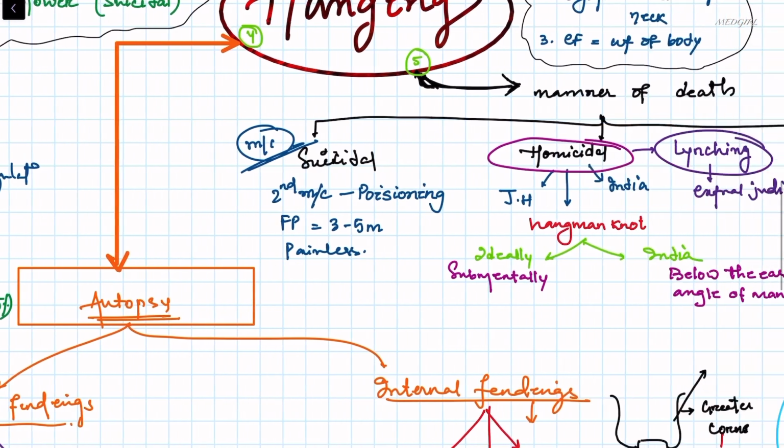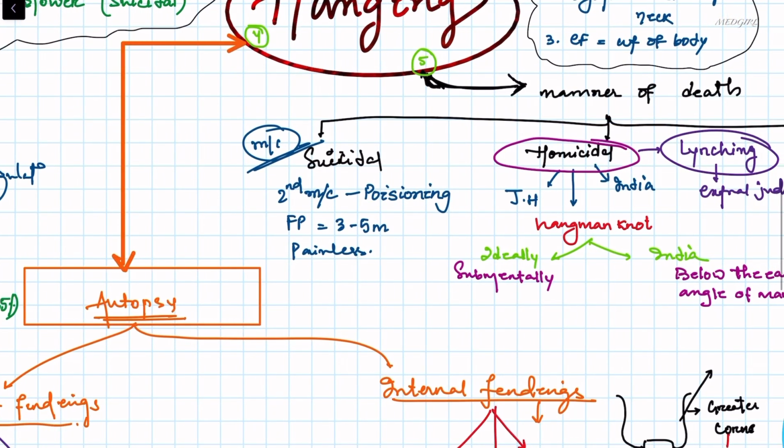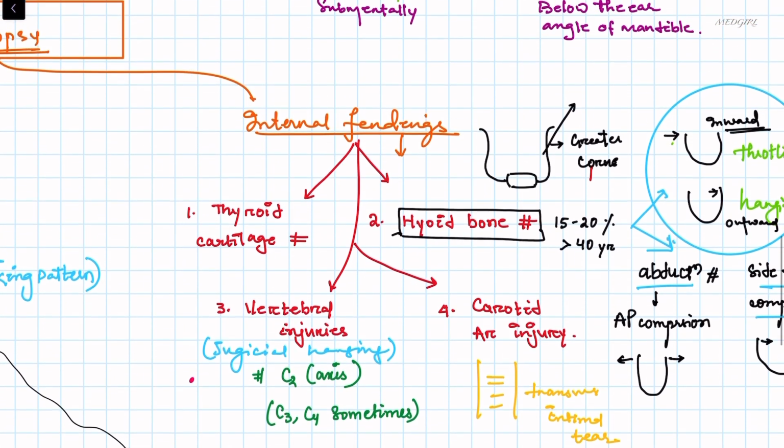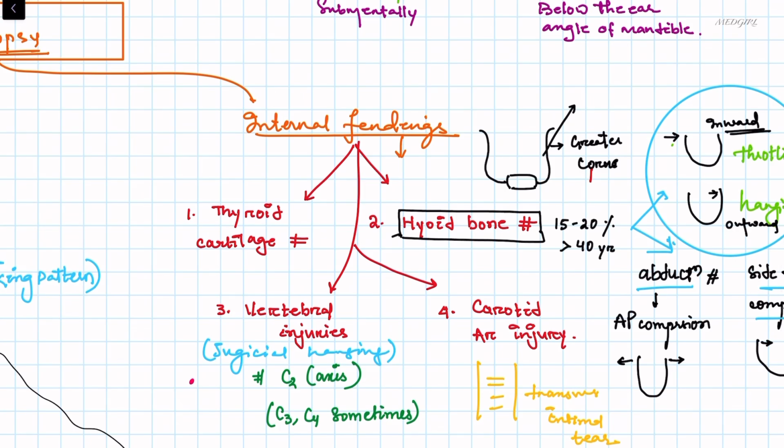Let's come to the internal findings. In internal findings, we can see four things. One is thyroid cartilage fracture, next is hyoid bone fracture, third is vertebral injuries, and the fourth is carotid artery injury. What occurs in thyroid cartilage fracture? The greater cornu is majorly affected.